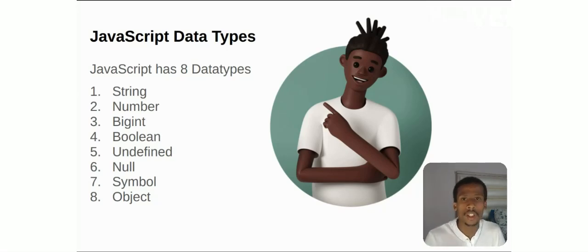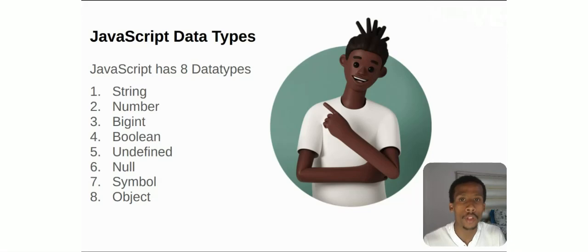Or let's say we're going to create a variable that will contain our age, we're going to make use of a number data type because it's going to associate with the number data type. Now there are 8 data types in JavaScript, and it is as follows. We have the string data type, number, big int, boolean, undefined, null, symbol, and object.